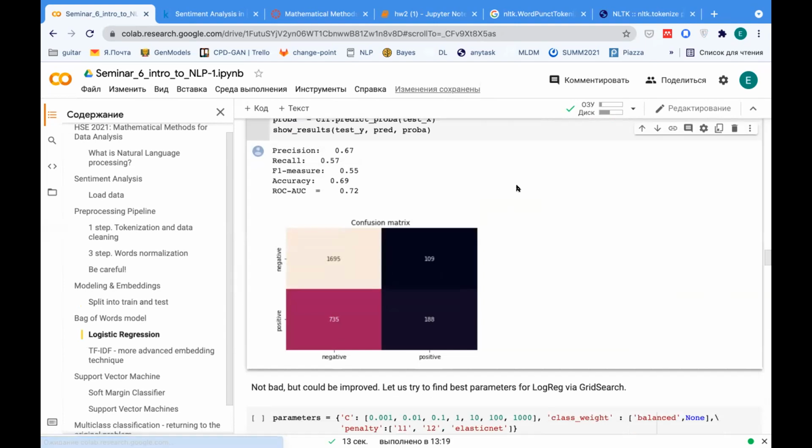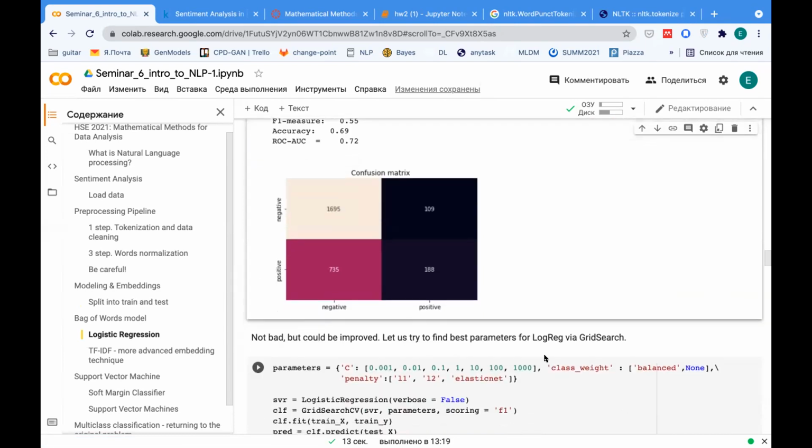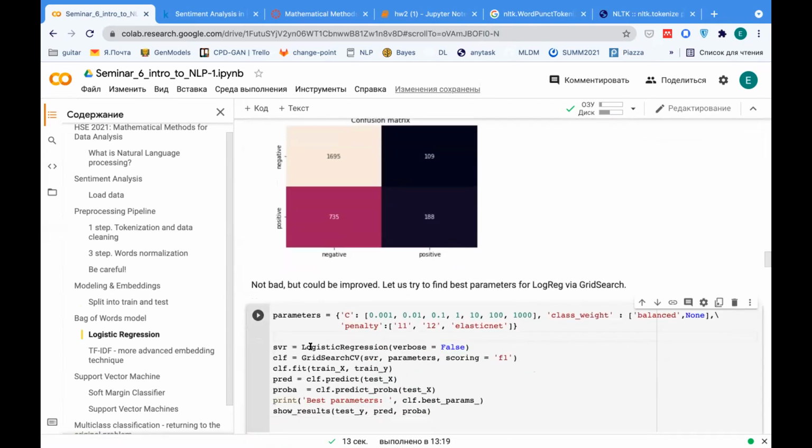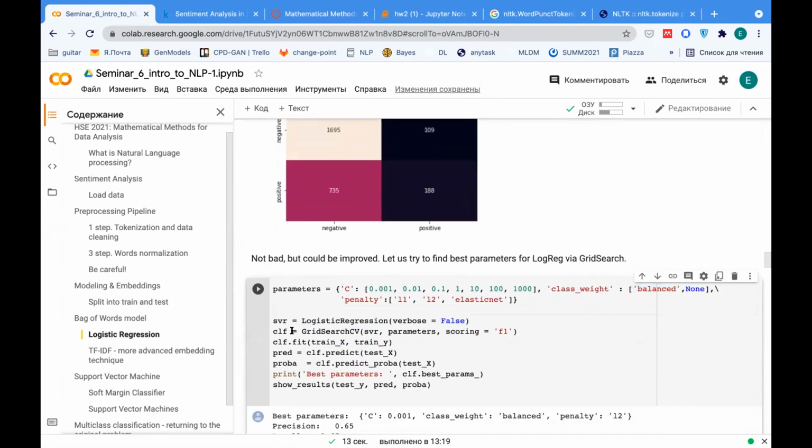So we probably need to use some technique for balancing our classes, or we can just tell our logistic regression that it should balance our class weights. We have this parameter, and we can say that it should be balanced. Here we use grid search to search through some parameters that we pass to our logistic regression.